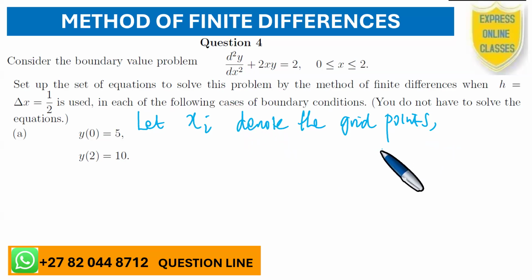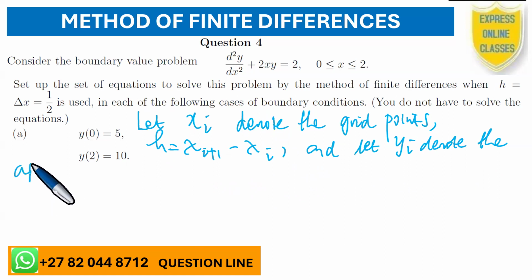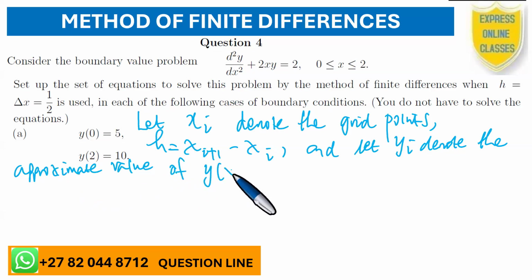Let h equal xi plus 1 minus xi, and let yi denote the approximate value of y at xi. Let xi denote the grid points.